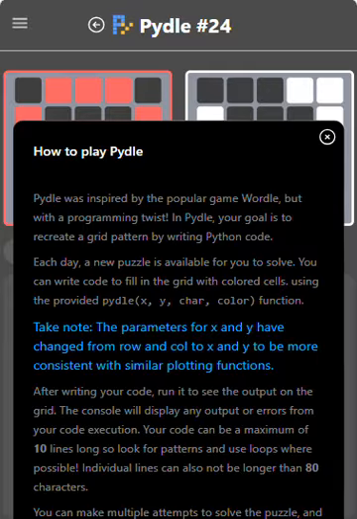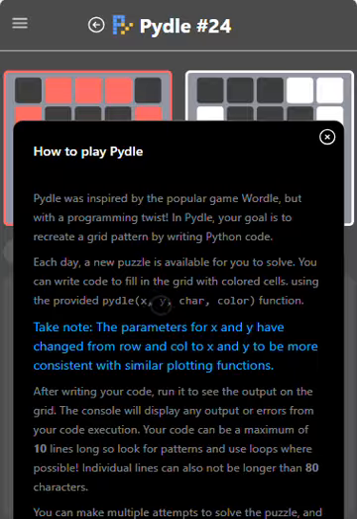Now, there is a breaking change today. When you load Pydle today, you will see the how to play dialog pop up. The breaking change is that we've changed the definition of the Pydle function to swap the first two parameters. Previously I had row, column, or y, x, which feels unnatural because normal plotting functions have it as x, y. So we've changed that to be x, y.